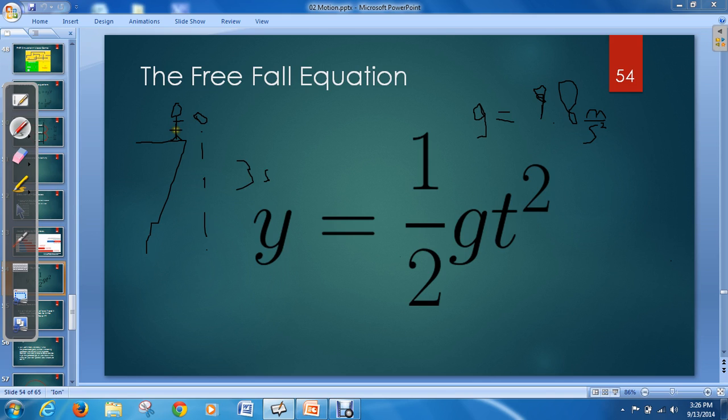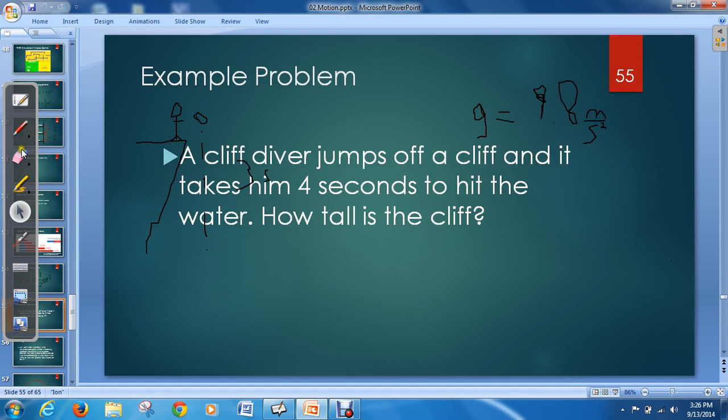So if I'm on this cliff and I time it for 3 seconds, I can plug this into this equation, put in 3 seconds for t, 9.8 for g, and I can get my height. Why? It can tell me how high this cliff is, which is pretty cool because all I need is one thing, the time. So if I have the time, I can calculate the height of the cliff.